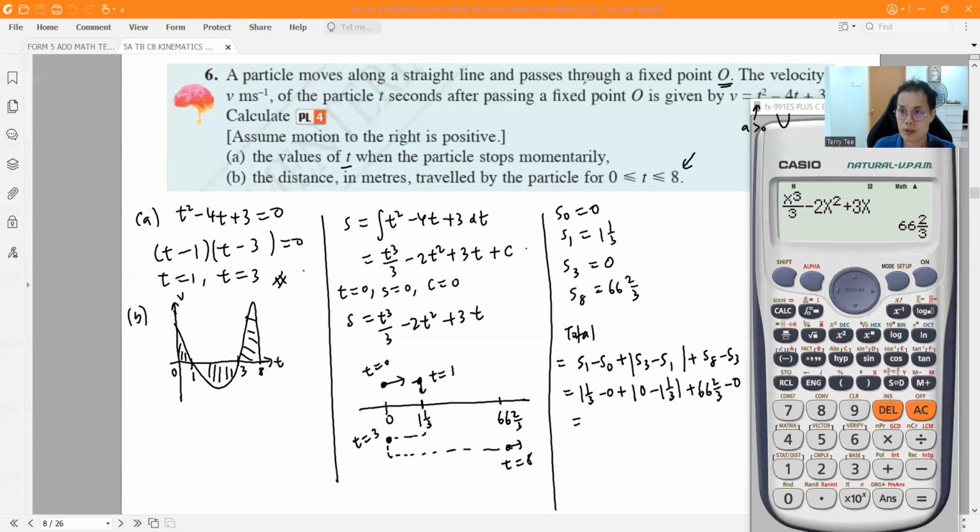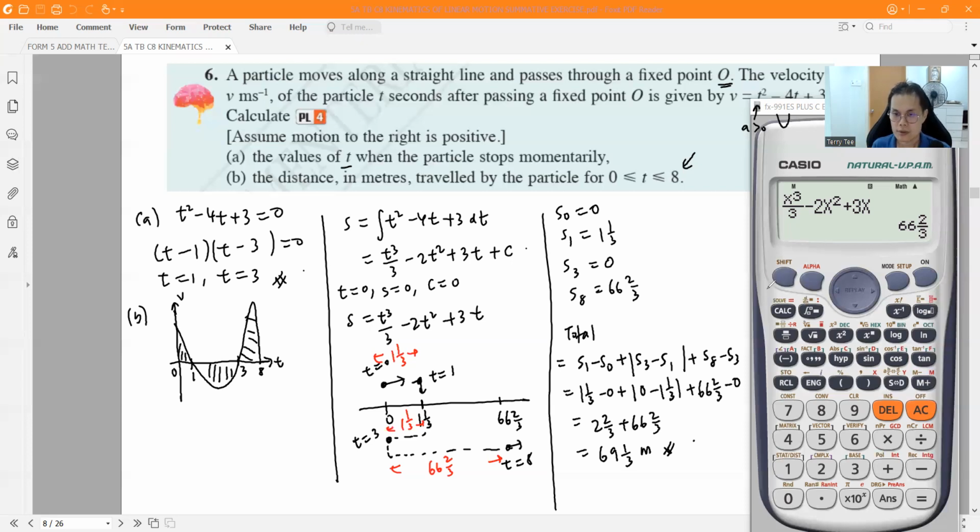Maybe I show you here. This is 1 over 3 here. I travel back another 1 over 3. Right, I go here 1 over 3, I go back 1 over 3, then I go all the way here. Since it starts from 0, this length is also 66 and 2 over 3. Yeah, pretty simple. So 1 over 3 times 2 is 2 over 3. When you add up 2 over 3 plus 66 and 2 over 3, that'll be 69 and 1 over 3 meter. Yeah, that's your total distance traveled.